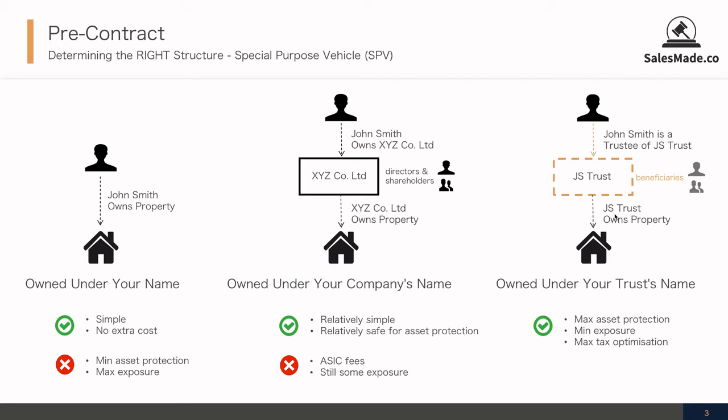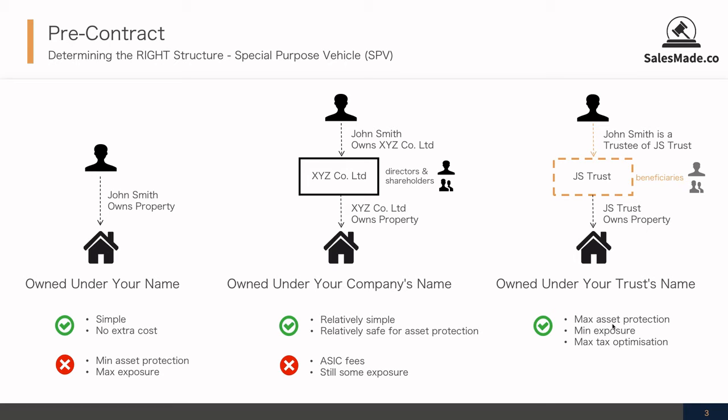There is minimum exposure. No one actually knows, apart from John himself and his lawyers and the people that set up the trust, who owns this property or what John owns in public. There is no public relation between John and the property.